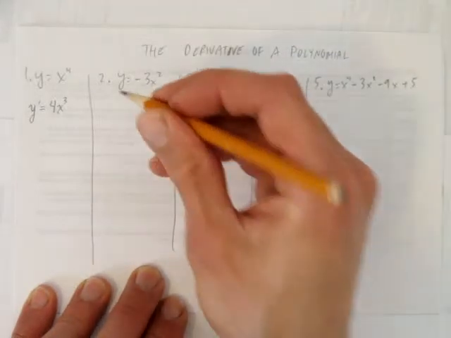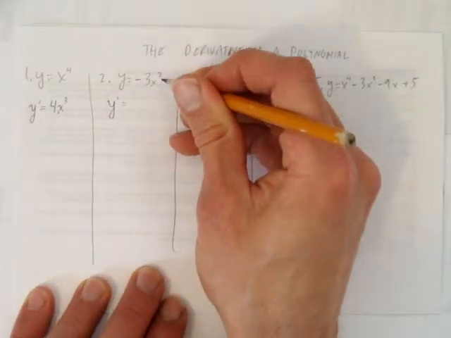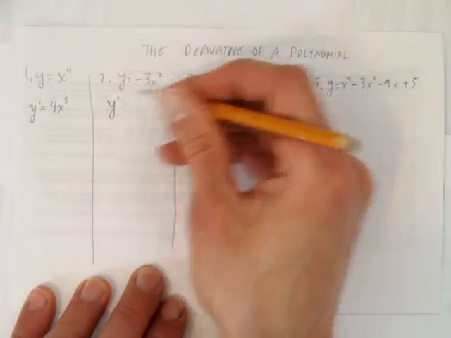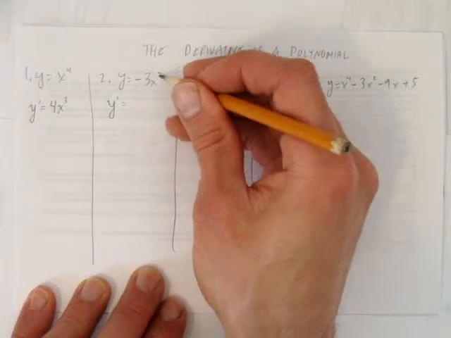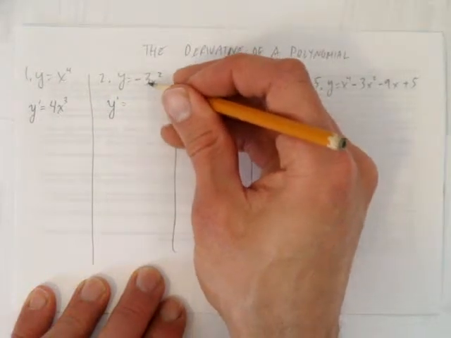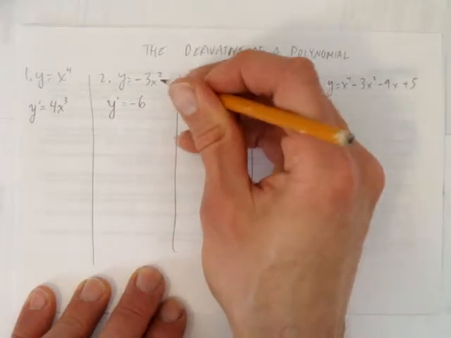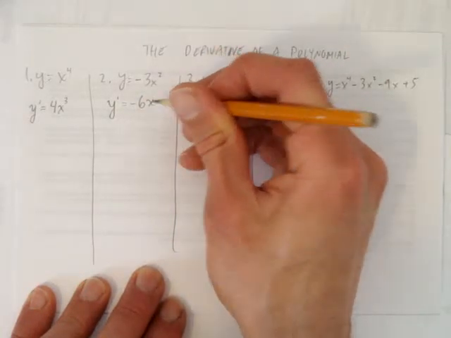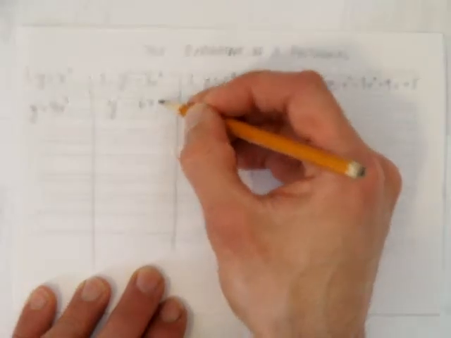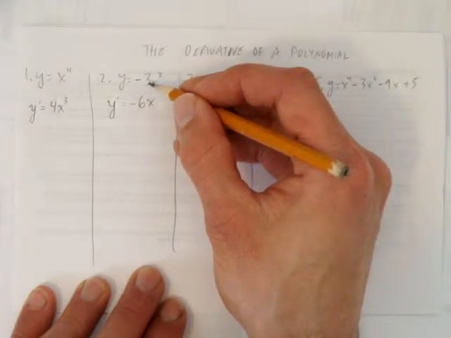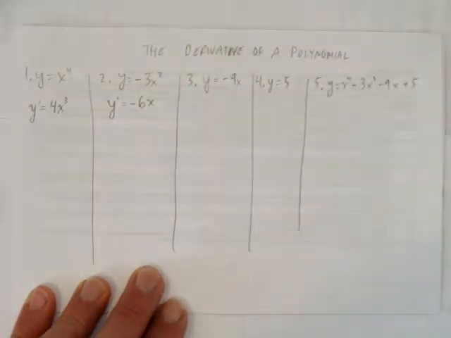Let's do it again with a different question. Question 2, y equals negative 3x squared. The derivative is just bring the exponent down. This time, make it the coefficient times this. In other words, bring the 2 down. It's negative 3 times 2 is negative 6. And subtract 1 from the exponent. So the derivative of negative 3x squared is negative 6x. Bring the exponent down, multiply it times the coefficient, and subtract 1 from the exponent.